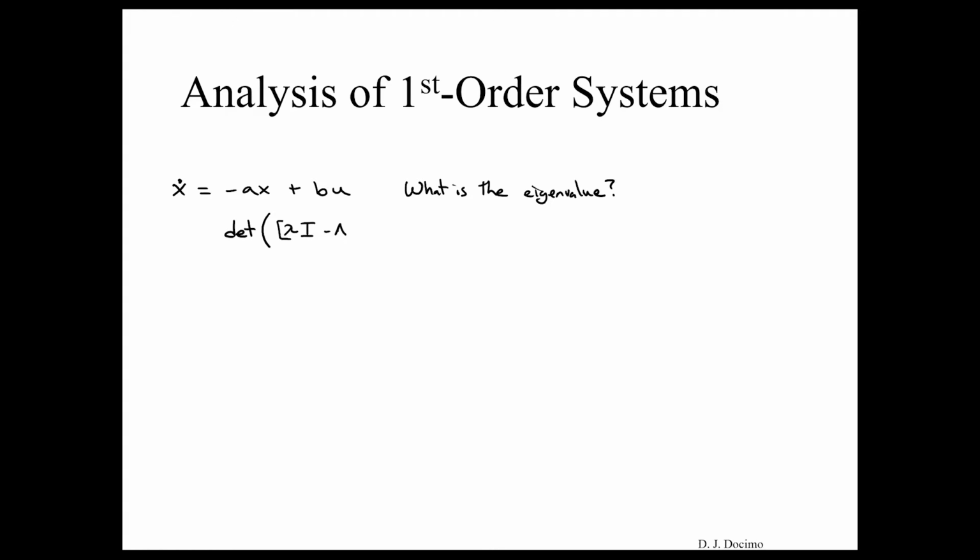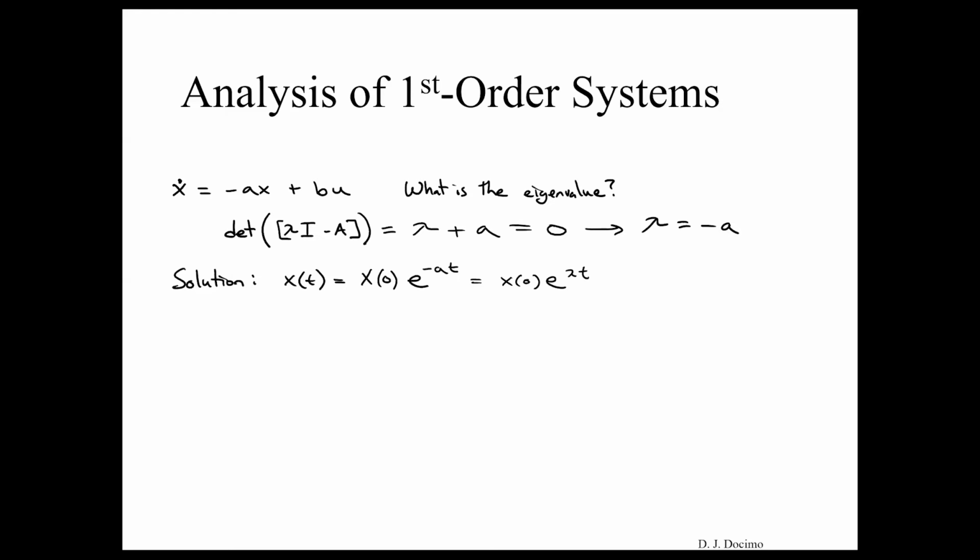Well, we can take the determinant of lambda I minus a, figure out that that is just lambda plus a, set that determinant equal to 0, and we find out that our eigenvalue lambda is equal to negative a. So the solution for this system is x is equal to our initial condition x of 0 times e to the negative at, or e to the lambda t, same thing.